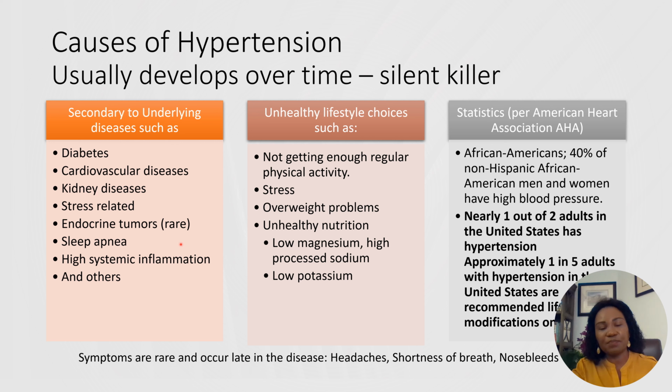Now, endocrine tumors are pretty rare. Looking around the world, in some cases, pretty rare, but it occurs as well. Sleep apnea is another cause for increased pressure in the vasculature. High systemic inflammation.